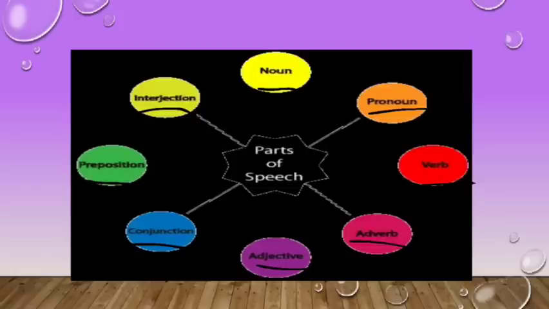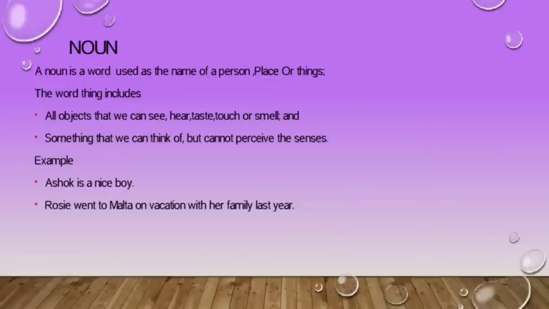So our first part of speech is a noun. A noun is a word used as the name of a person, place, or thing. The word thing includes all objects that we can see, hear, taste, touch, or smell, and something that we can think of but cannot perceive by the senses, like feelings, emotions, ideas.